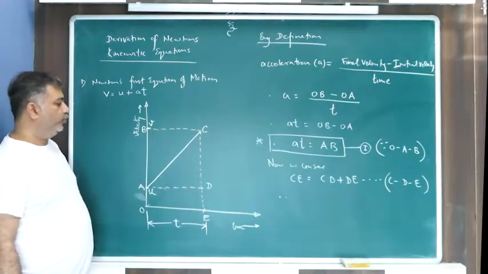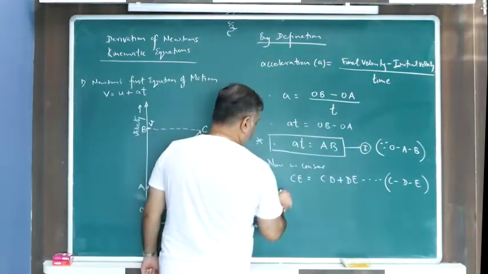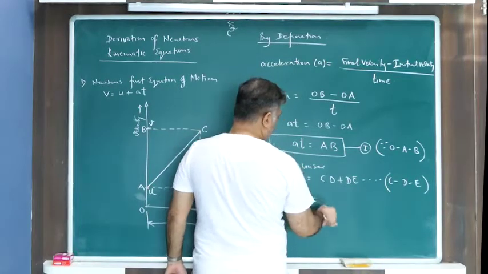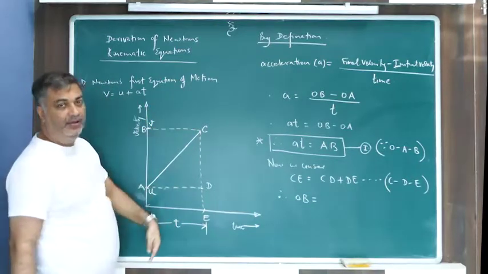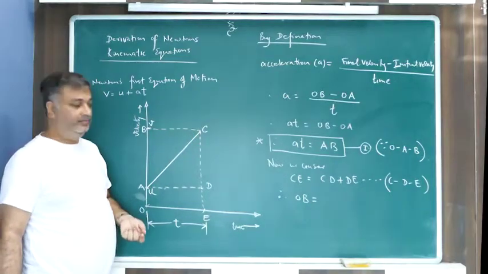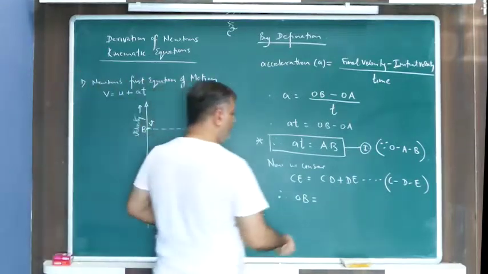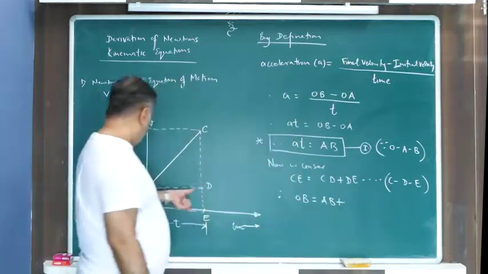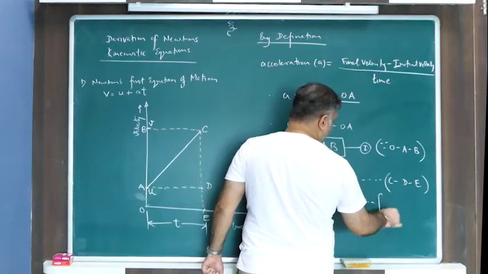Alright, now let me substitute. So what is CE? Starting from C up to E. What is CE? V. CE is nothing but OB. Why? Because quadrilateral OECD is a rectangle. Correct? So CD is what? Let us keep it CD only right now. So CD is nothing but AB. What is DE? DE is nothing but OA. Right?